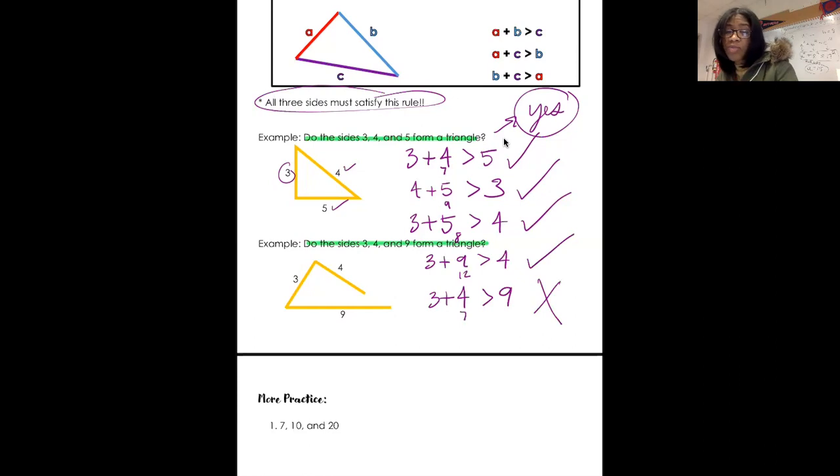So right away we can stop. We don't have to keep going, because once it fails once, it can't form a triangle. So to answer this question here, do the sides 3, 4, and 9 form a triangle? No, they do not.